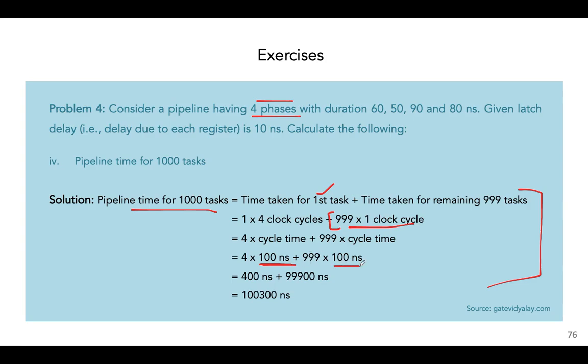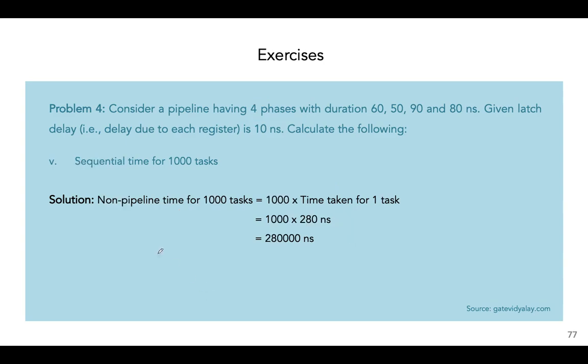999 into 100 nanoseconds. Add them up, and this is the final value you get. So this is the pipeline time for 1000 tasks. Then you can find out the non-pipeline time for 1000 tasks. This is simpler, right? 1000 into, just multiply the time taken for one task with 1000, because this is a sequential system, this is a non-pipeline system.